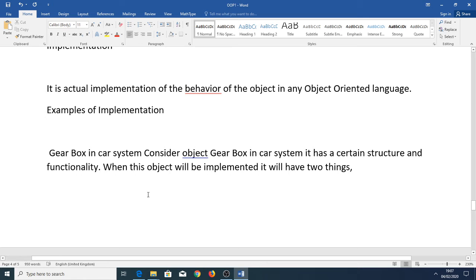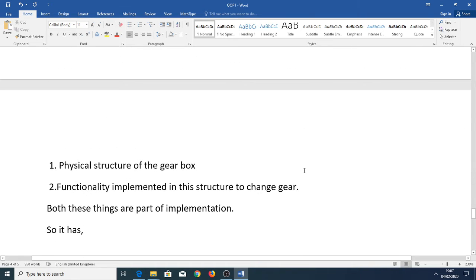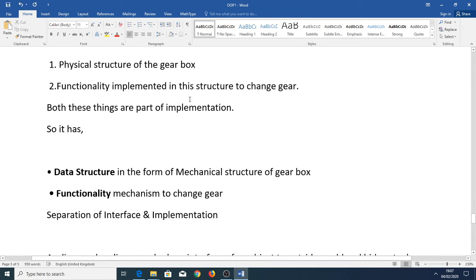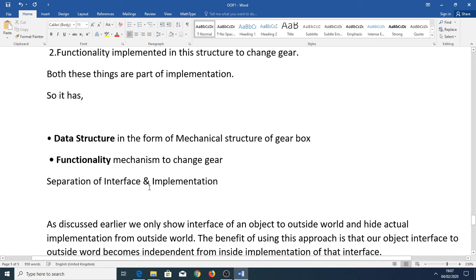It has a certain structure and functionality. When this object will be implemented, it will have two things: number one, physical structure of the gearbox, and number two, functionality implemented in this structure to change gear. Both these things are part of implementation. So it has data structures in the form of mechanical structure of gearbox, and number two, functionality mechanism to change gear.